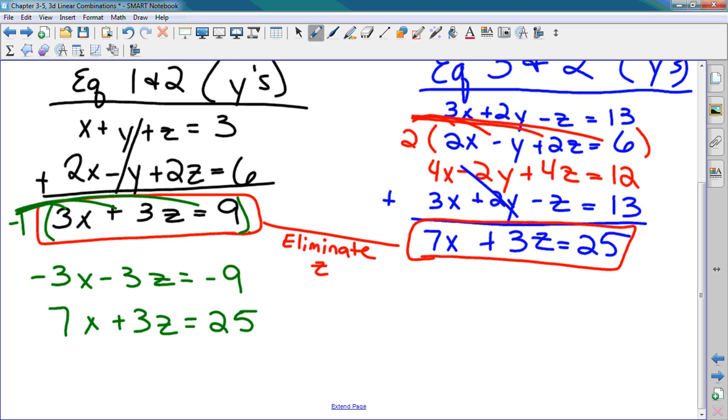How do you know you want to get rid of the z's and not the x? You can, but do you see how one x is 7 and the other x is 3? That means I have to get them both to the least common multiple, which is 21. So I would rather do the z's, so I only have to multiply by -1 on one equation. Okay?